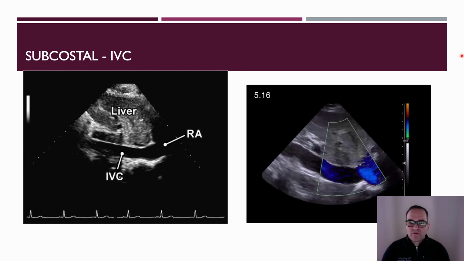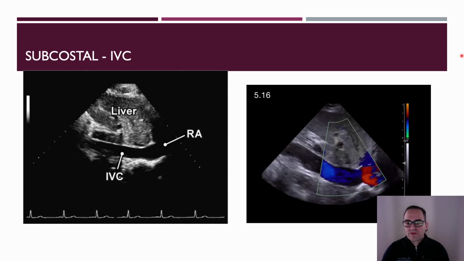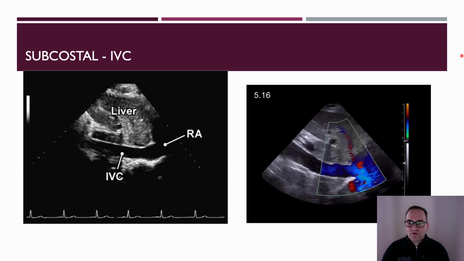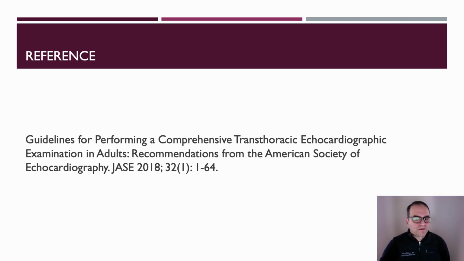When the IVC is more than 2.1 centimeters and less than 50% collapsibility, the RAP is said to be between 15 to 20. When the IVC is less than 2.1, collapses more than 50%, the right atrial pressure is calculated between 0 to 5. Values in between are said to be around 10. These are the guidelines used for this lecture.